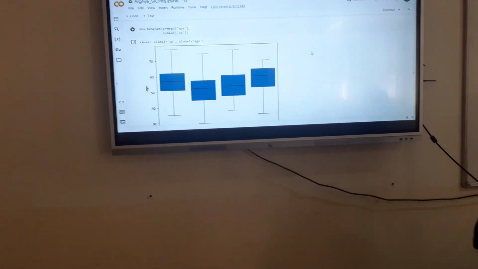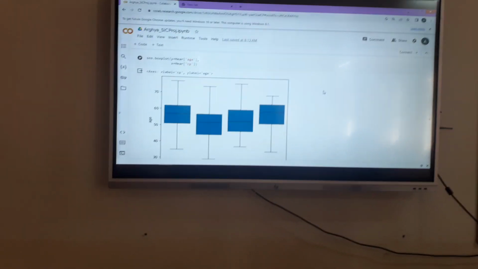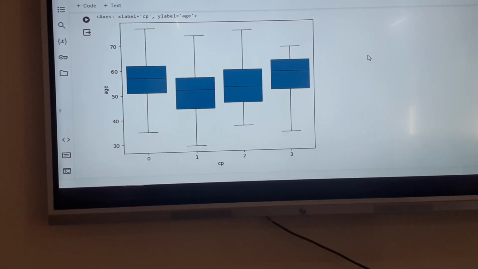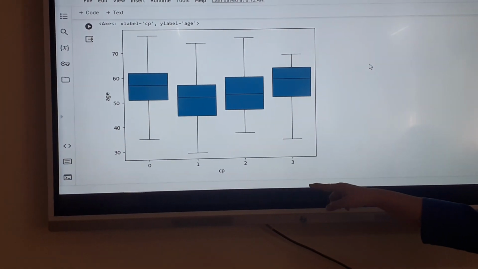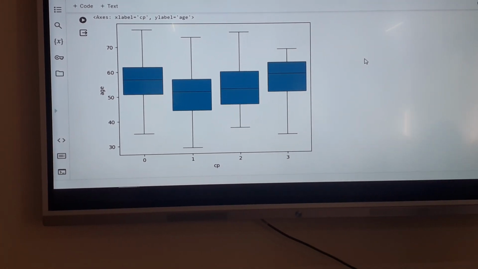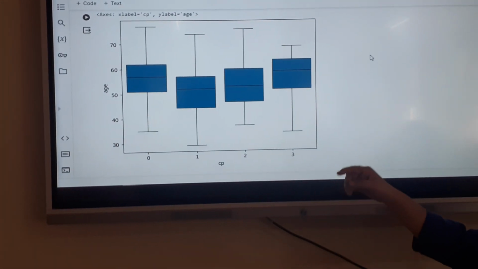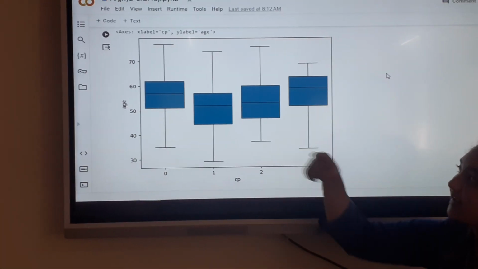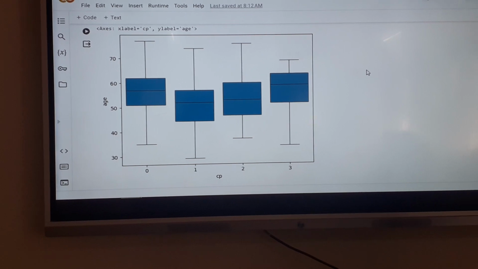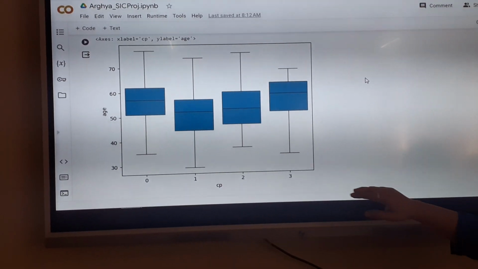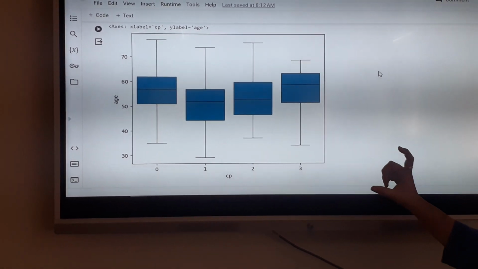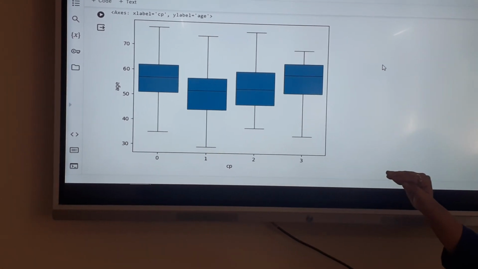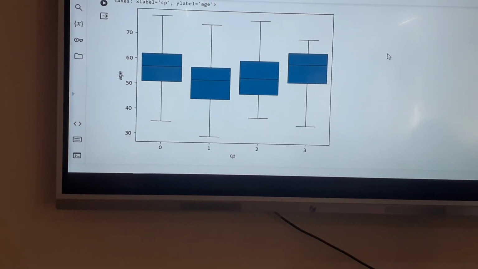Next is the box plot, again for age and chest pain. Chest pain 0 means there is no chest pain for those individuals. As told, these two lines indicate that in a given interval the values will be fluctuating in that range. So for aged individuals from around 50 to 60, there are no chances of getting chest pain, I mean they don't have chest pain.